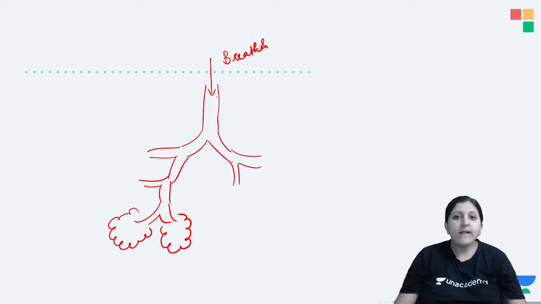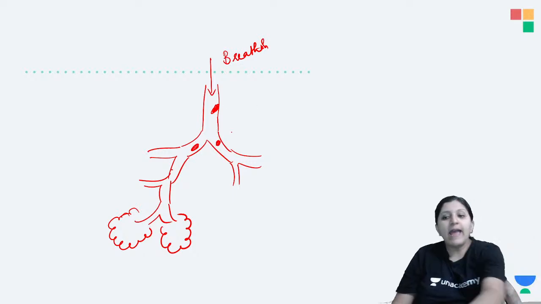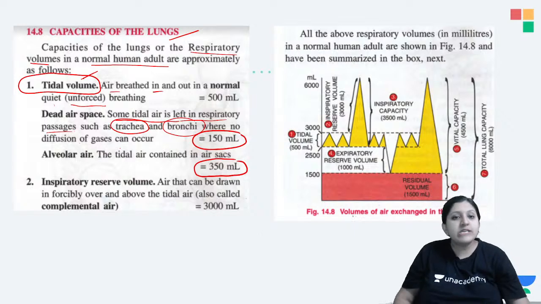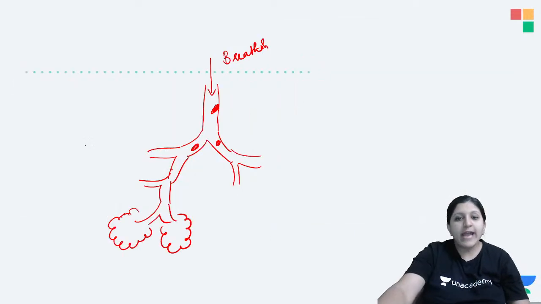So here, not all the air that you breathe in reaches the alveoli. Some amount of air will remain here itself. Some can remain in the bronchioles and some can remain in the trachea, and that volume of air which is remaining, we mention as the dead air space.